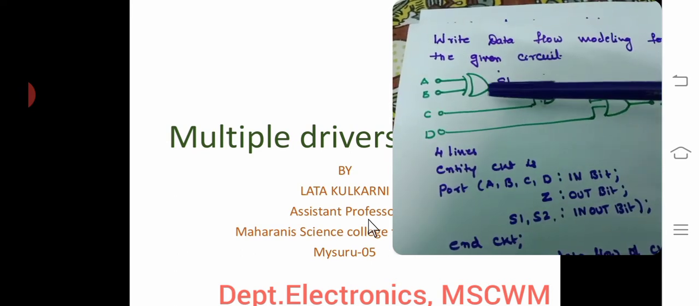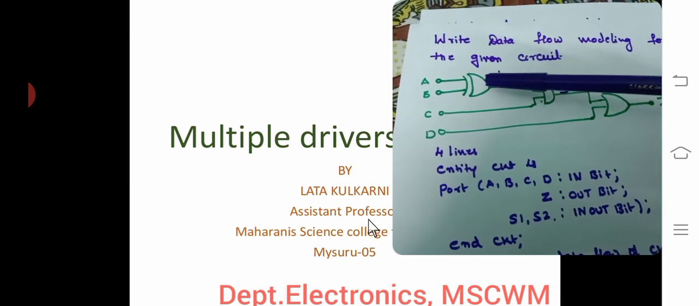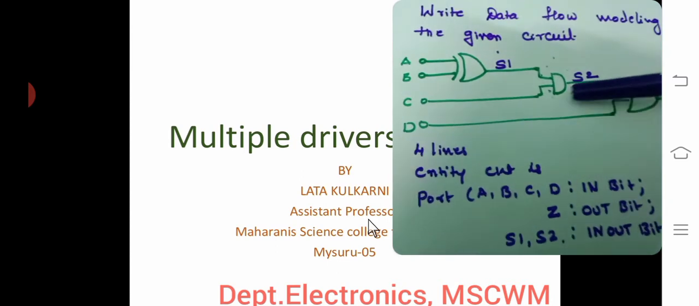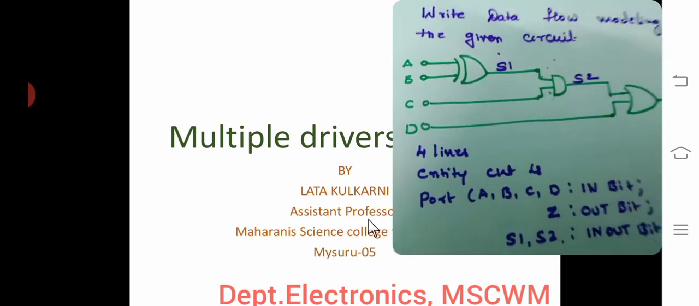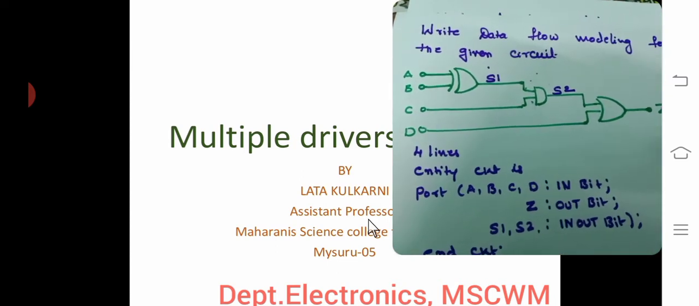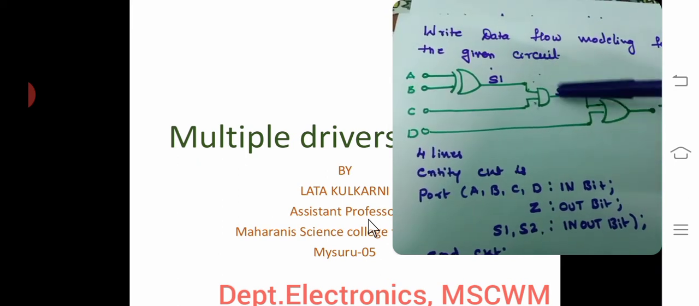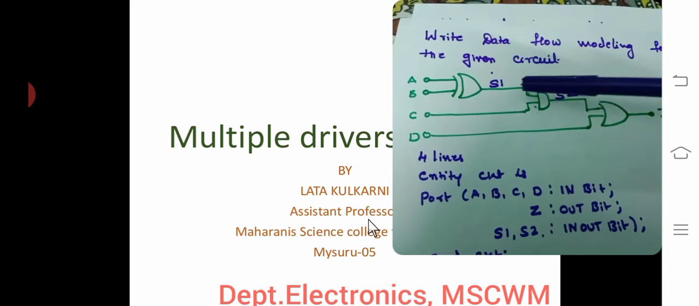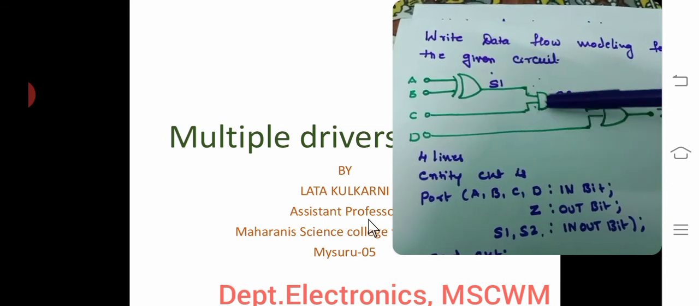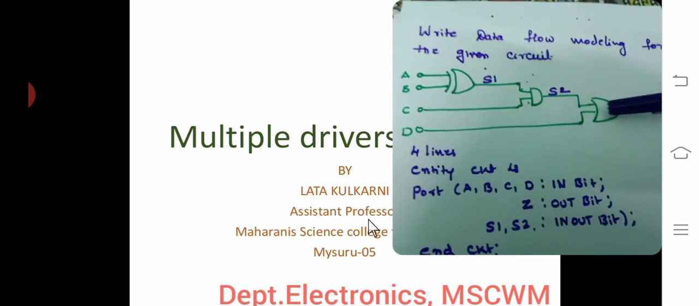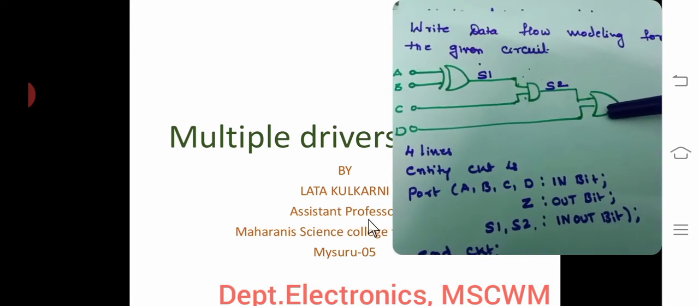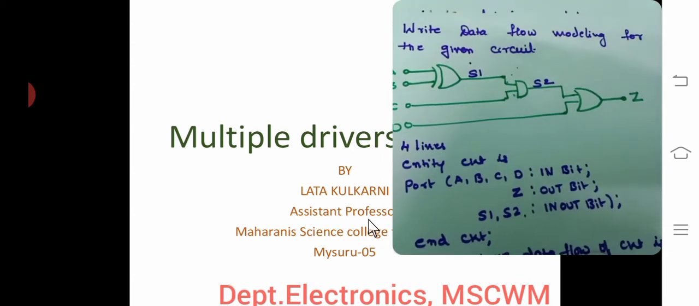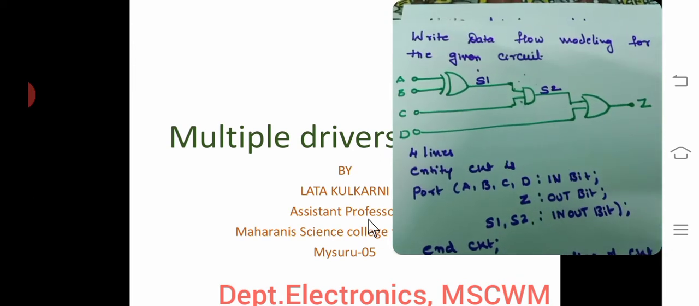Why? Because S1 is the output for this XOR gate, and S2 is the output for the AND gate. Correct. And Z is the whole output. Here S1 and S2 are in out, because S1 is the input for this gate and S2 is the input for this gate. So let us start to write the data flow model.